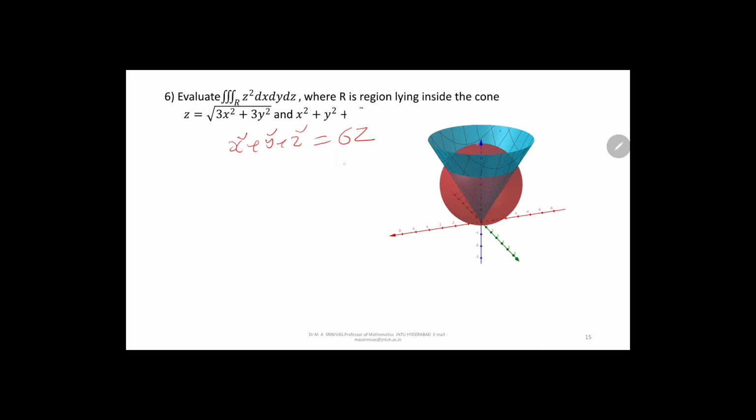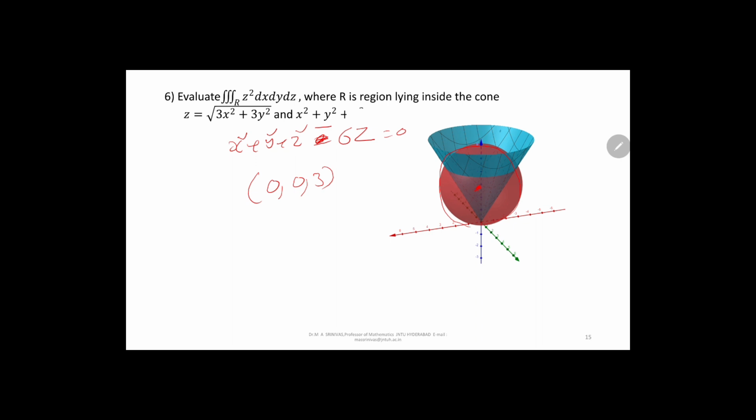So what does x square plus y square plus z square is equal to 6z represent? If you compare with the standard form, x square plus y square plus z square plus 2ux plus 2vy plus 2wz is equal to 0, and bring 6z to this side, it is minus 6z is equal to 0. Therefore, the center is 0, 0, 3, and the sphere passes through the origin. And z is equal to root 3 times root of x square plus y square represents a cone.